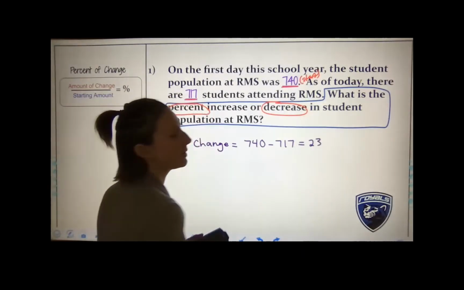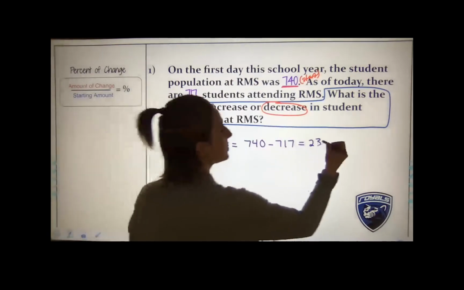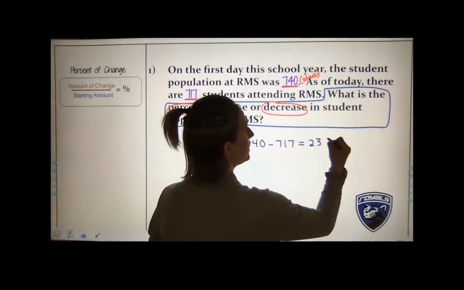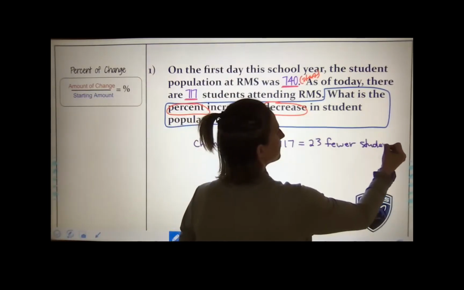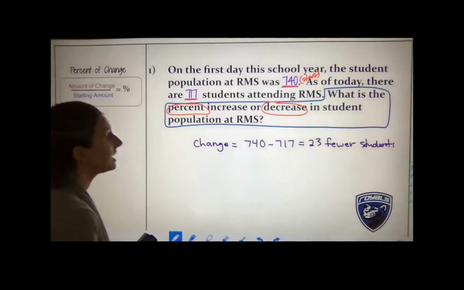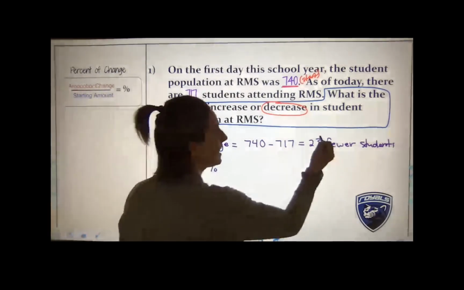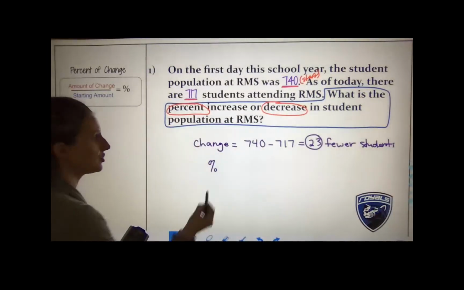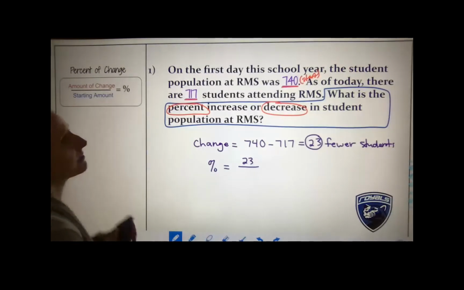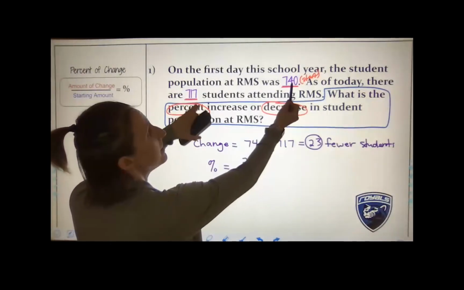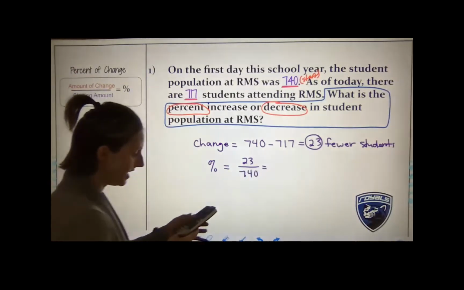What does that 23 represent? We're talking about students here, right? So it's 23 and we're looking at a decrease, 23 fewer students. Now let's calculate the percent of change. So we're going to take our amount of change, which is 23, and we're going to divide it by the starting amount. Which one of these numbers is the starting amount? Right here, 740. Go ahead and divide that out.